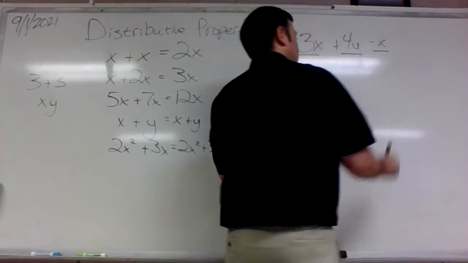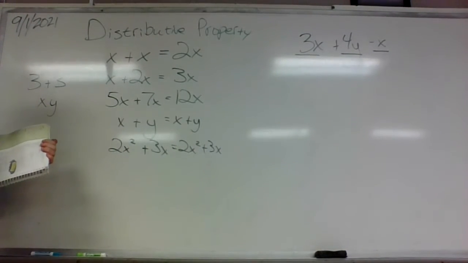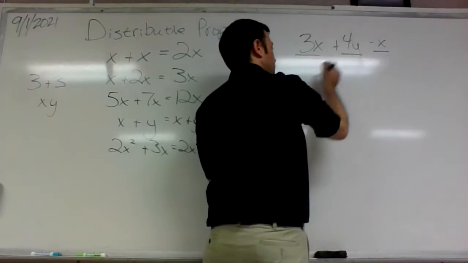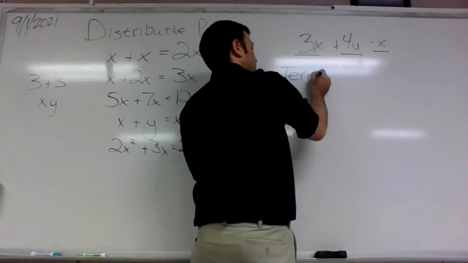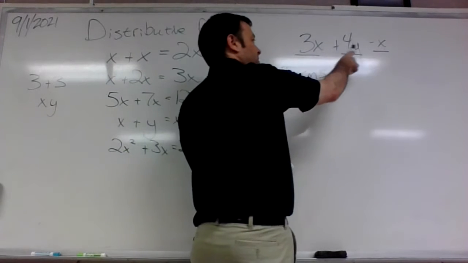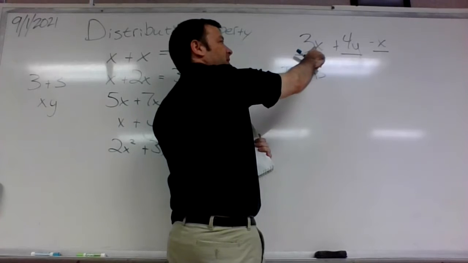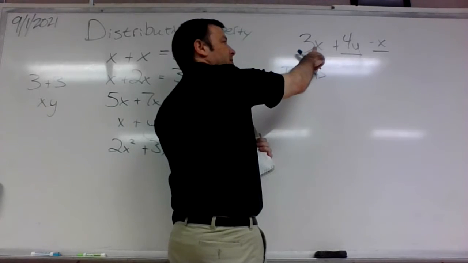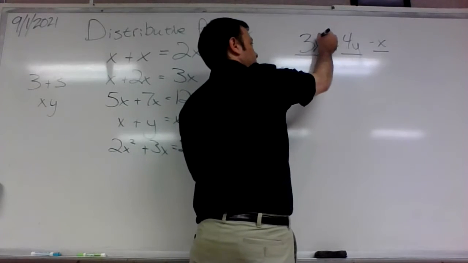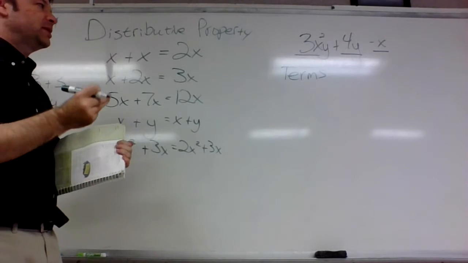These 3 things, I've been using this word, but I didn't define it. Those 3 things that I underlined are called terms. 1, 2, 3. Those are called 3 terms. Okay, terms are separated by pluses and minuses. They are connected by multiplication. Alright, so I could make this a little more complicated. I could call that 3x squared y or something. That's still one term. Okay, it's all together.